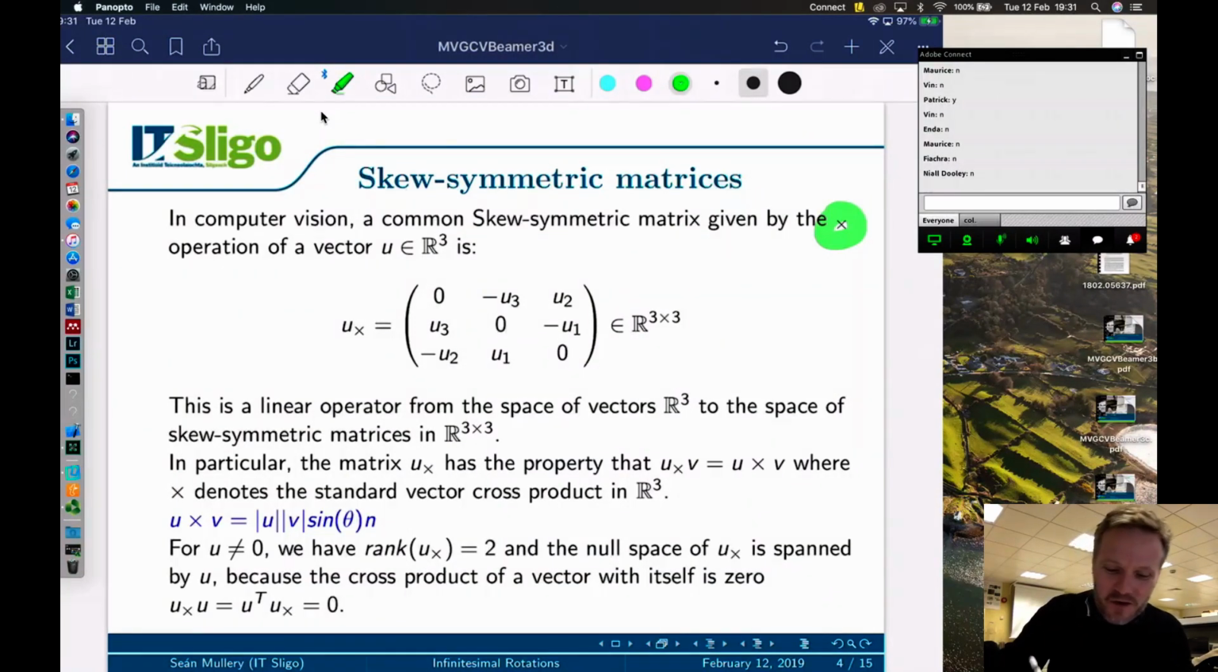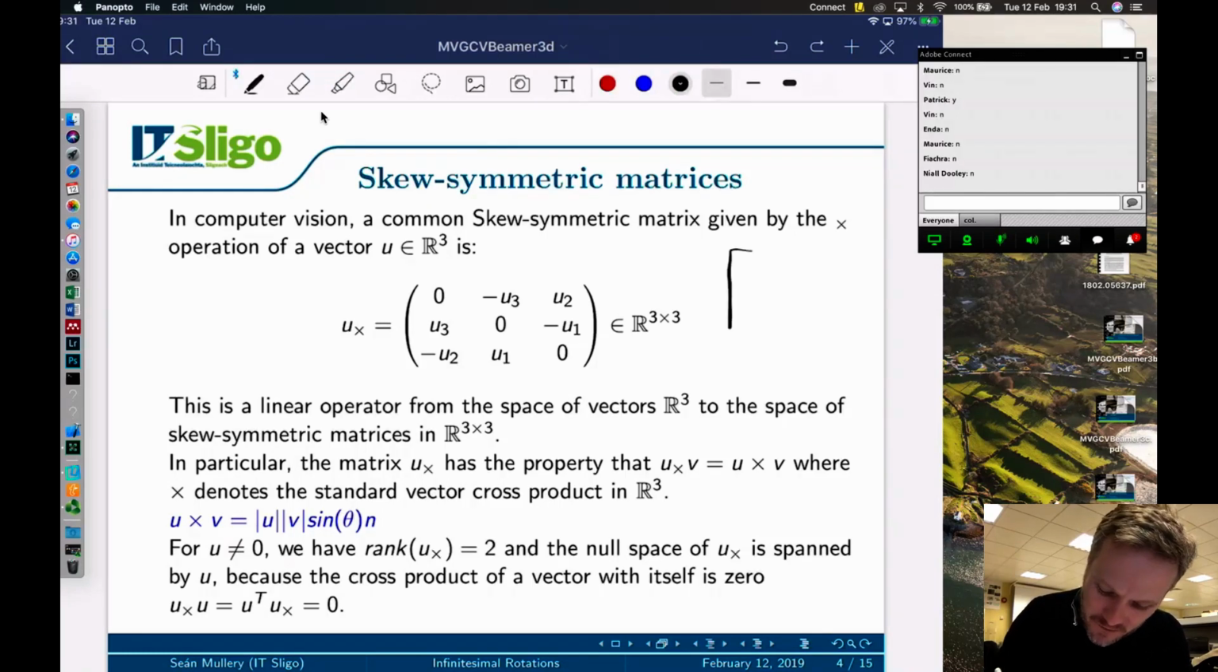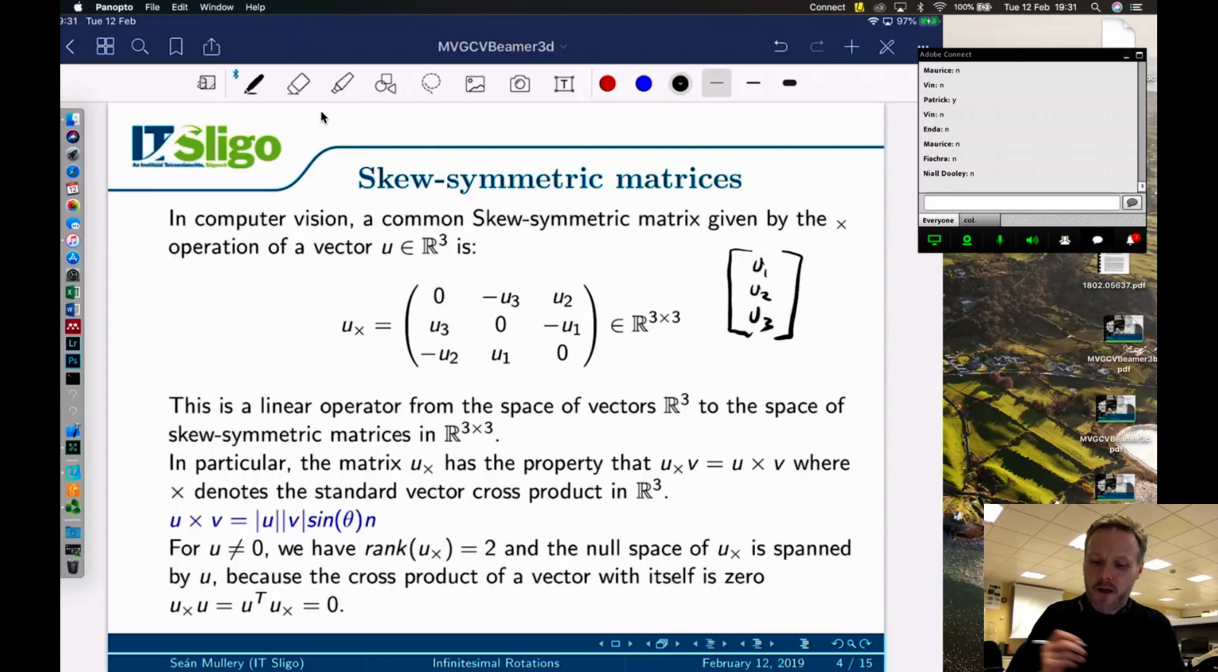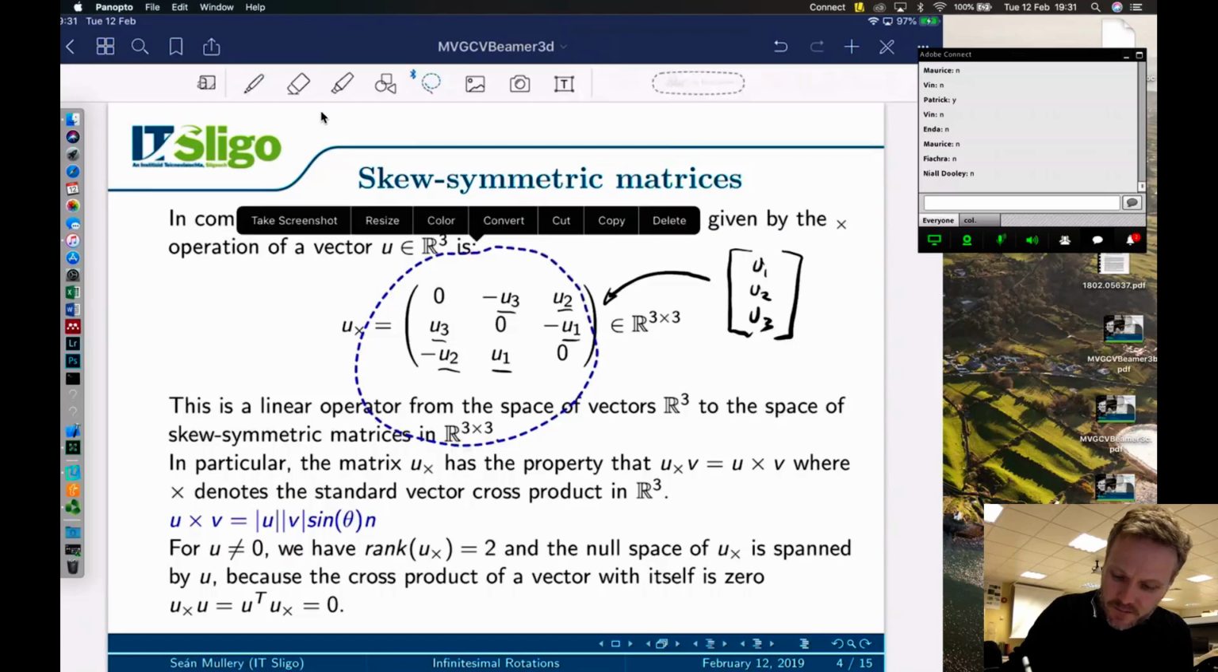Okay, so the cross, we'll call it the cross operation for the moment, of a vector u in R3. So what I'm dealing with here is a vector in R3, which we would give as u1, u2, and u3. What I can do is change that into a 3 by 3 skew-symmetric matrix, whereby I put the u1 there, I put the u2 here, and I put the u3 here, and I put the negatives of these in their positions, as you can see there. I've set this up as a skew-symmetric matrix.